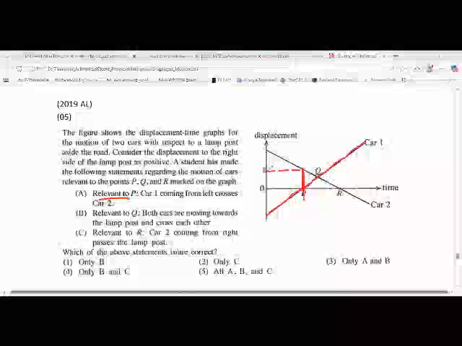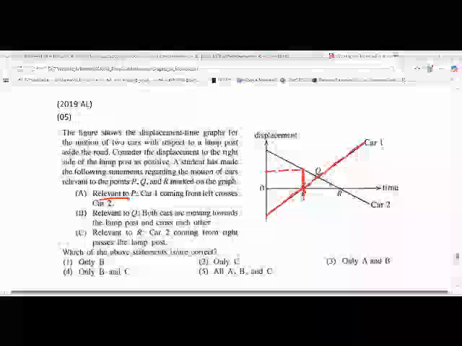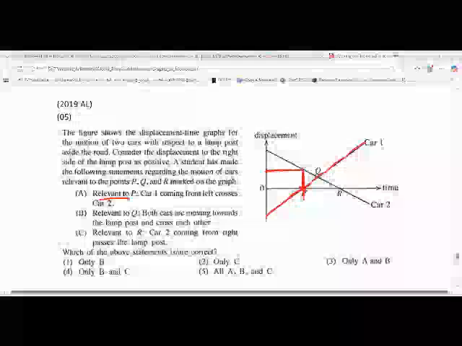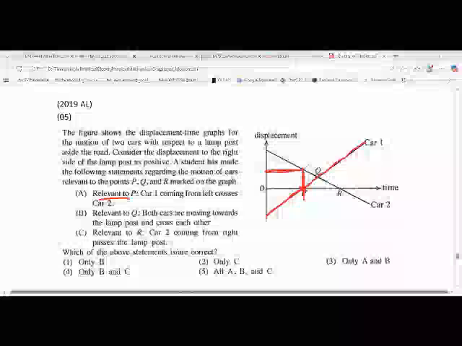Okay, on the right side we can consider any displacement here, but car 1 is near the lamp post. But car 2 is away from the lamp post. It is coming left. It is correct. Then car 1 is coming to the left and crosses car 2. But we can't tell they cross because car 2 is away from the lamp post. Okay.